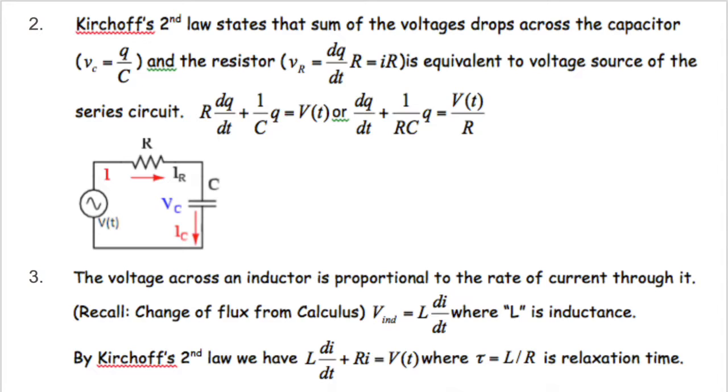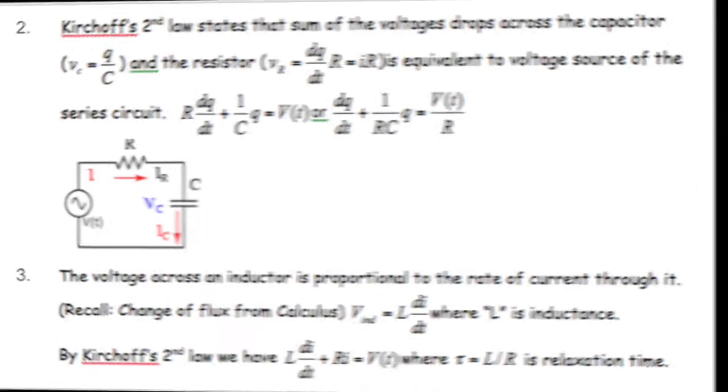The voltage across an inductor is proportional to the rate of change of current through it. Recall the change of flux from your calculus class. So the voltage across an inductor is equal to inductance L times di/dt. Therefore, by Kirchhoff's second law, we have L di/dt plus Ri equals V(t). This is the differential equation in a circuit problem.